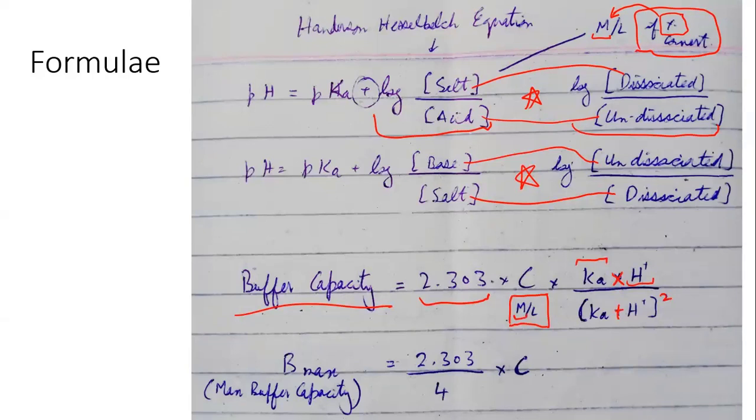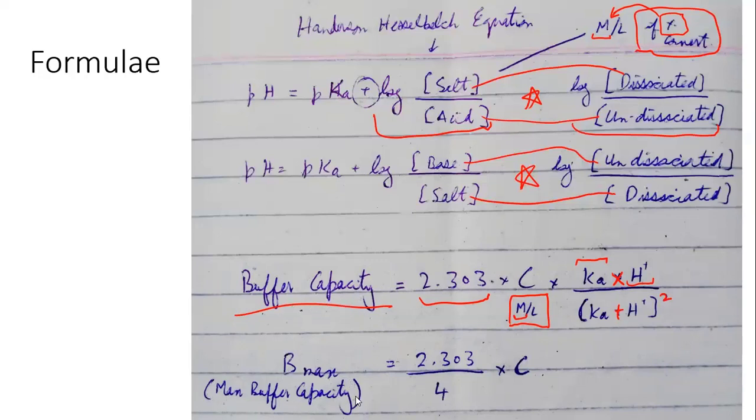Just memorize it this way. It can be confusing, but with practice you will memorize it. Then comes maximum buffer capacity. This is different. This is simple, and it has a greater chance of coming in your KAPS exam than this buffer capacity.